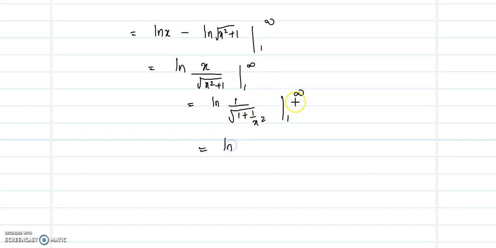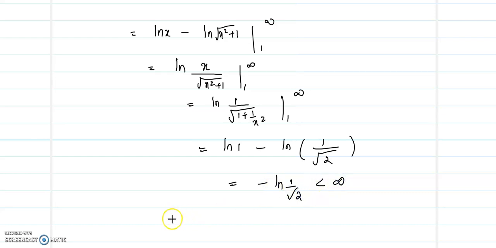So at infinity we'll get 1 by root of 1 plus 1 by infinity, which will be 0. So we'll get log 1 minus log of, at 1 we'll get 1 by root 2. So log 1 is 0, so we'll get minus log of 1 by root 2, which is a finite value. So therefore by the integral test the series will converge.